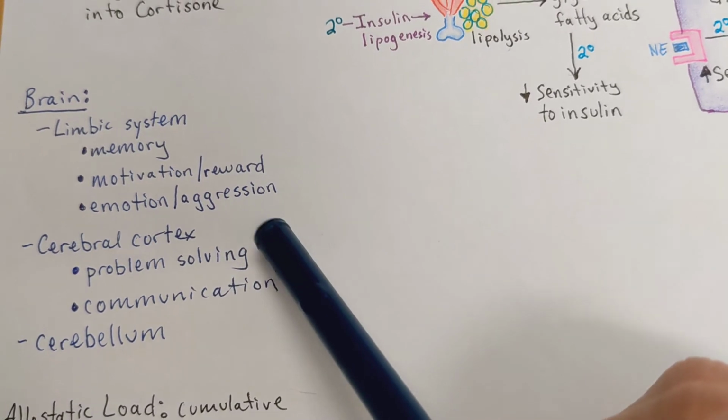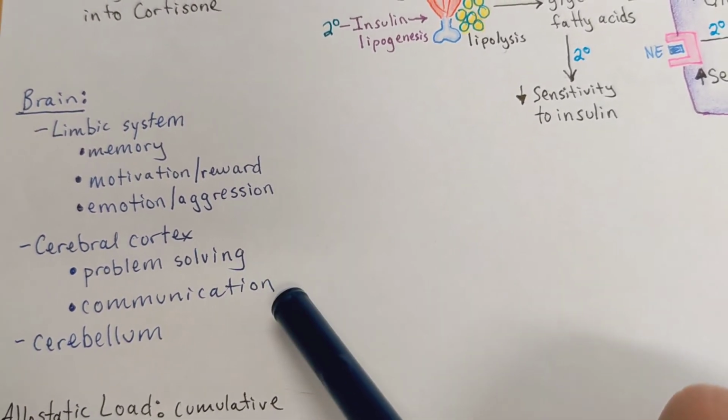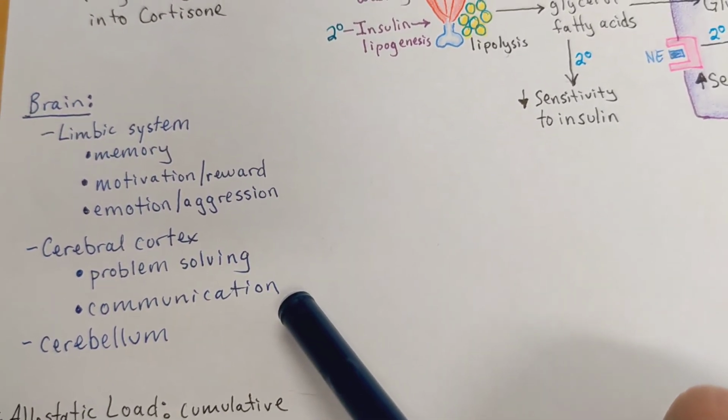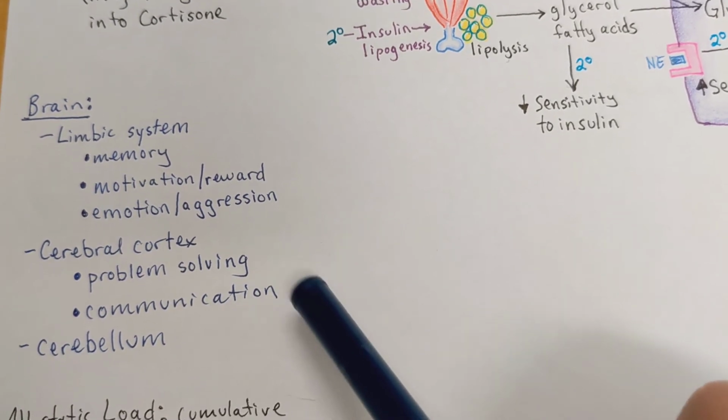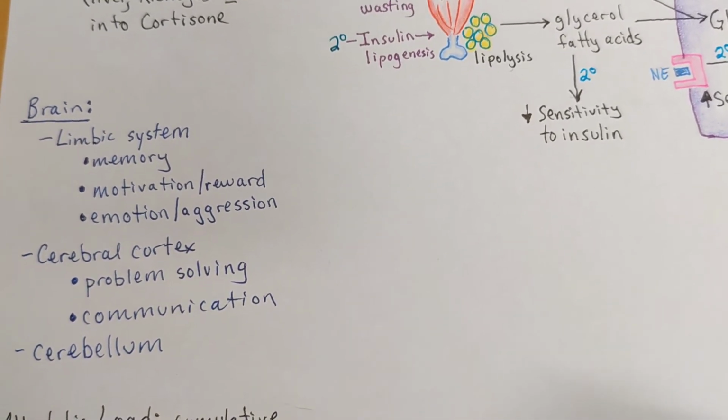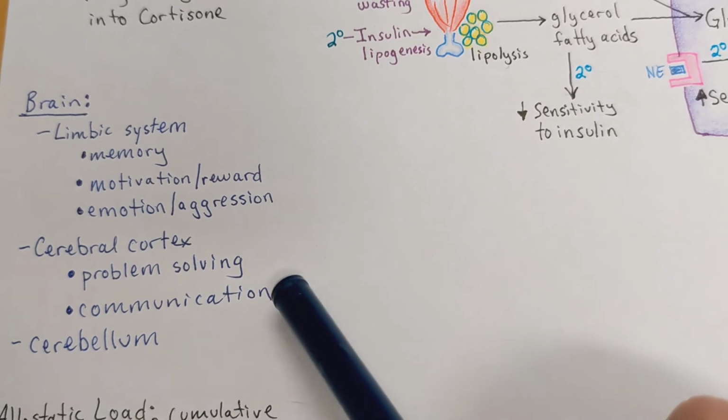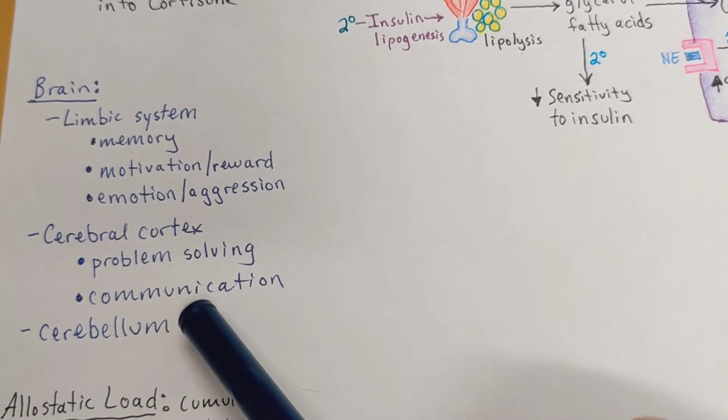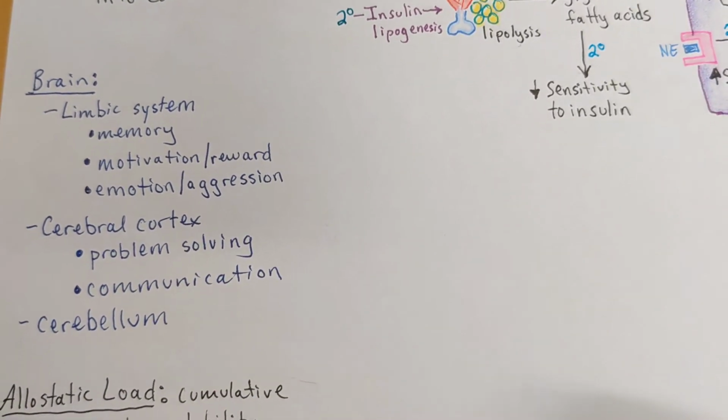The cerebral cortex, so this is the part of your brain that induces higher order thinking, so your ability to solve problems and communicate complex topics can be impaired as well. Also things like balance and muscle memory in the cerebellum.